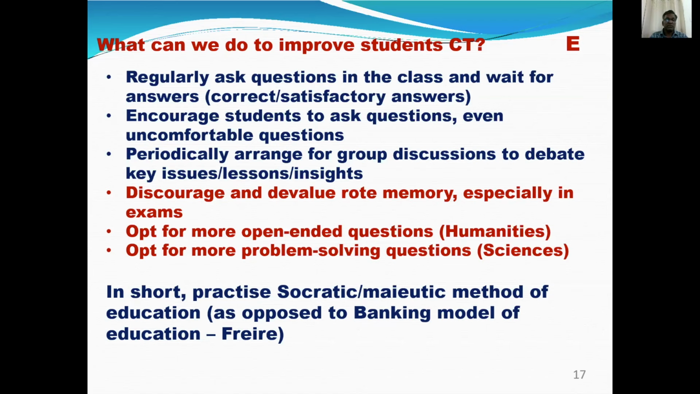In humanities, in art subjects, as far as the exam system is concerned, as far as the assessment pattern is concerned, we can opt for more open-ended questions rather than closed-ended questions. And in sciences, particularly pure sciences, physical sciences, natural sciences, in terms of assessment, we can opt for more problem-solving questions. In other words, the last 3 points: discouraging and devaluing rote memory, particularly in exams, and promoting open-ended questions and promoting problem-solving questions.